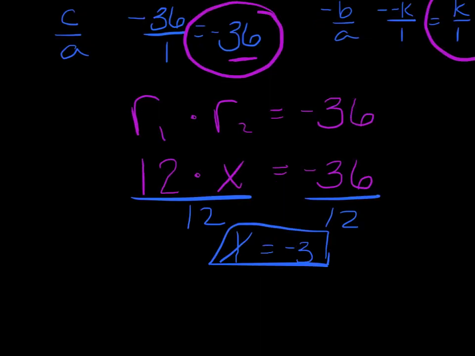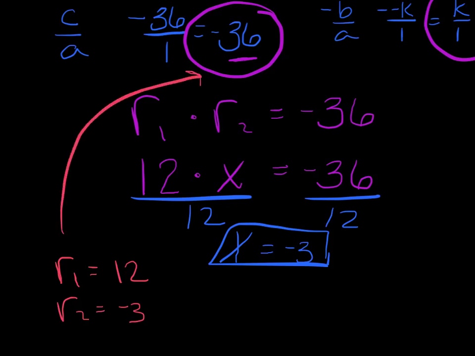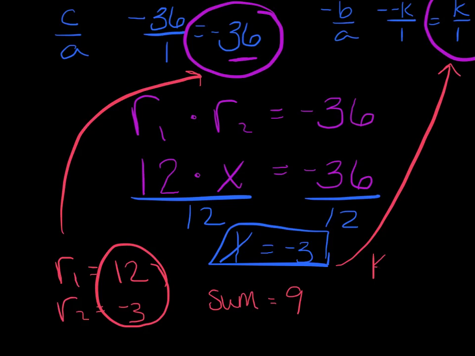So at this point, it's very simple. My two roots: I had one root of 12, and I just said my other root is negative 3. And we just verified that we had a product of negative 36, and all I have to do is find their sum. Their sum equals 12 plus negative 3, which is 9. So now I'll use my sum formula that we found. We said our sum formula was k over 1. So k divided by 1 has to equal 9. A little cross multiply, k equals 9. And there you go. We found the value of k.